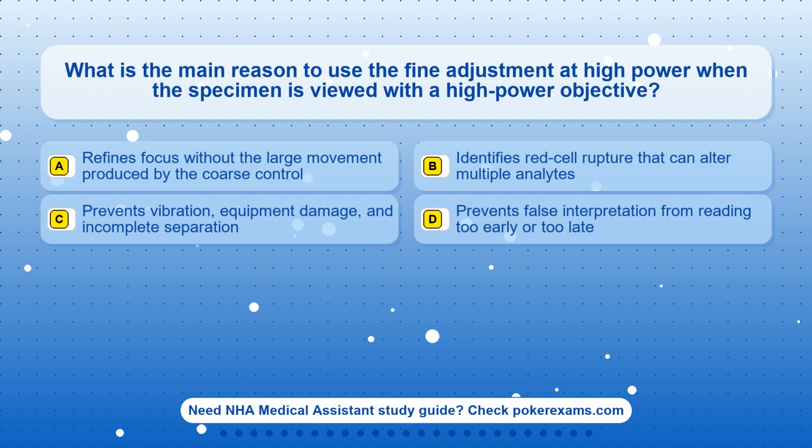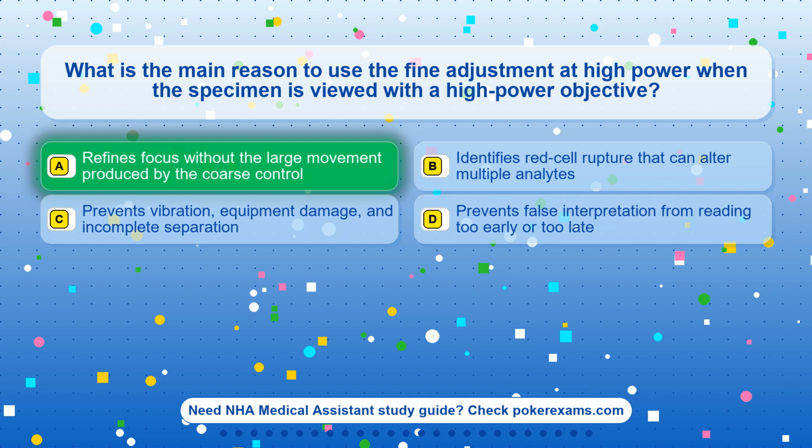Question 4. What is the main reason to use the fine adjustment at high power when the specimen is viewed with a high power objective? Option A. Refines focus without the large movement produced by the coarse control. Option B. Identifies red cell rupture that can alter multiple analytes. Option C. Prevents vibration, equipment damage, and incomplete separation. Option D. Prevents false interpretation from reading too early or too late.